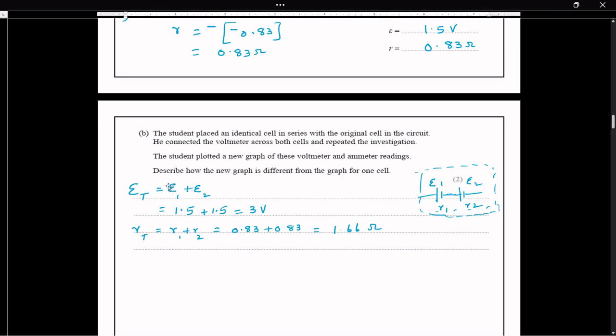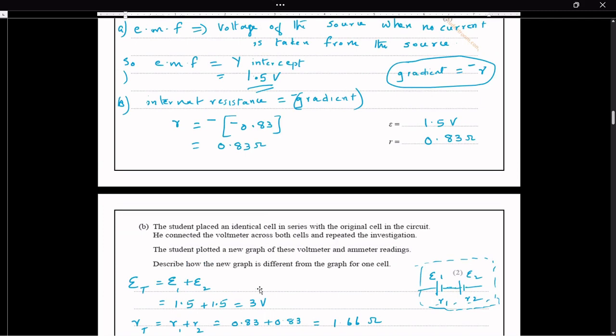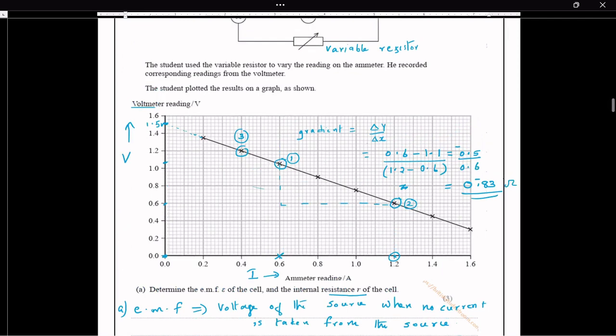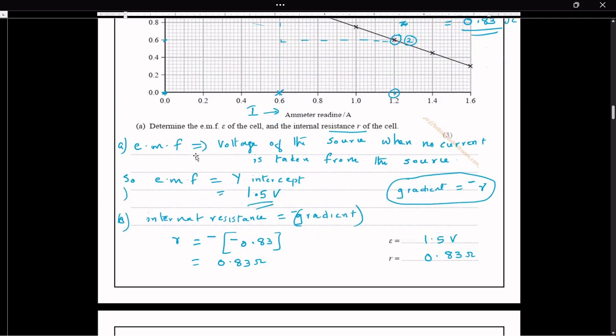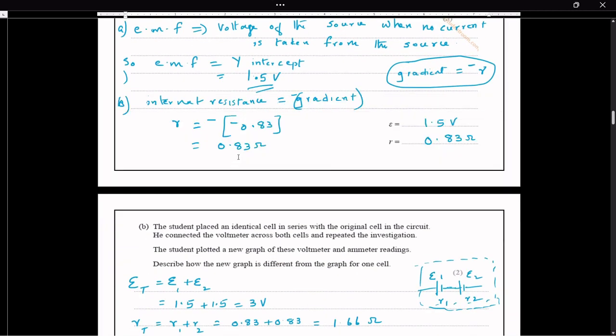So the question is, describe how the new graph is different. Here you are getting the y-intercept as 3 volt. EMF is the y-intercept, so the y-intercept is 3 volt and the gradient is more. That means the new graph has a steeper gradient. You see that the new gradient is increased, and the y-intercept is double the first value.